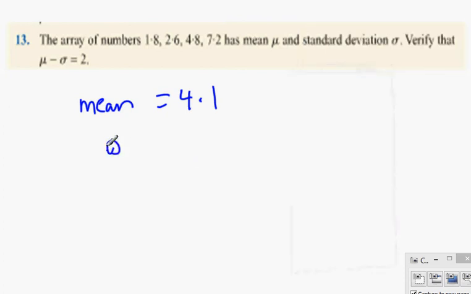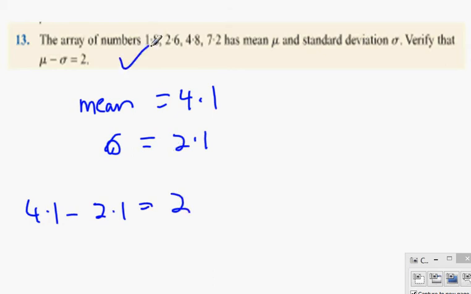And also what it says is verify that the mean minus the standard deviation is 2. So basically 4.1 minus 2.1 equals 2, which it does. Hence the question is done. You just have to use your calculator, find the two values, and take one away from the other.